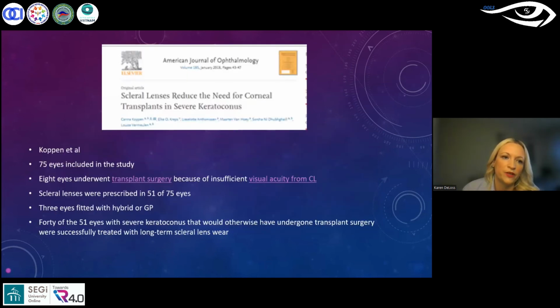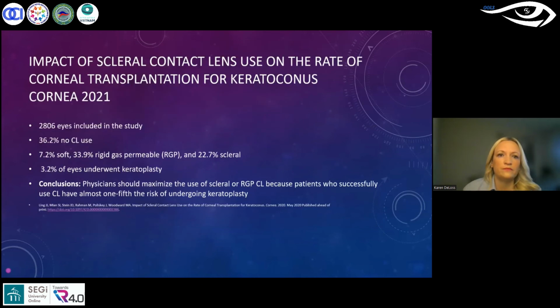Another paper from Karina Kuppen out of the Netherlands, basically scleral lenses are reducing the need for transplants, and again, showing that we can have a huge impact on these patients. And scleral lenses, another paper out of the University of Michigan, some of my colleagues, their conclusion, and that's the key take-home point, is that physicians should maximize the use of any type of gas permeable or scleral lens so that they do not have to undergo keratoplasty.